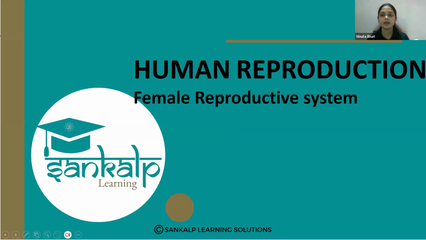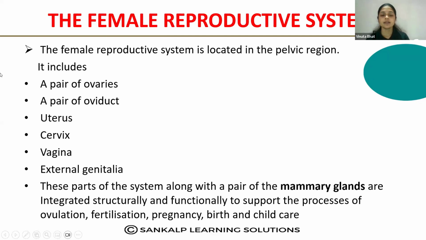Hello everyone, human reproduction. So let's study the female reproductive system. The female reproductive system is located in the pelvic region and includes a pair of ovaries, a pair of oviducts, uterus, cervix, vagina and the external genitalia.